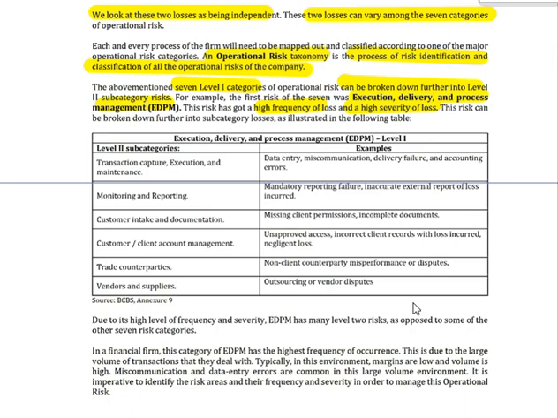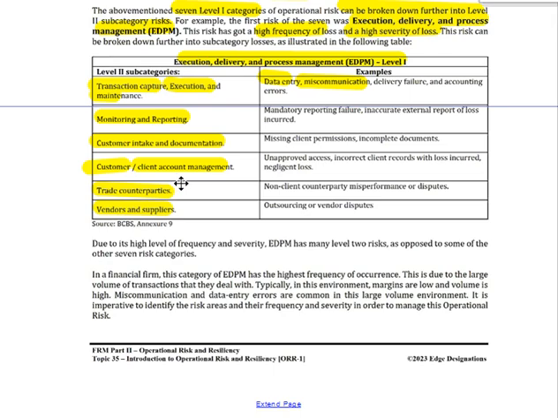So what are some of the level 2 subcategories of our main level 1 category, EDPM? Some of the subcategories are transaction capture, execution, and maintenance. An example of that is data entry, miscommunication, etc. Monitoring and reporting, customer intake and documentation, customer client account management, trade counterparties, and vendors and suppliers. That's just an example of how we can break down the major level 1 risk, for the 7 different categories, into level 2 subcategories.